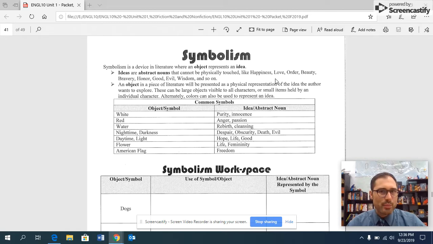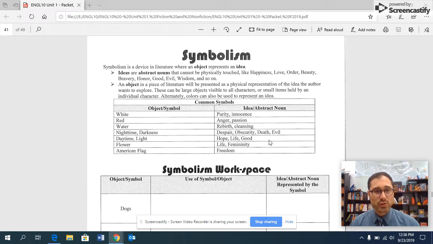Symbolism is when an object in a book or a movie stands for something else. So it's a stand-in. It symbolizes, just like in math, we use variables to symbolize numbers that we don't know. Now, however, in literature, the symbols need to stand for something that we do know. This means that we should be aware of some common symbols.